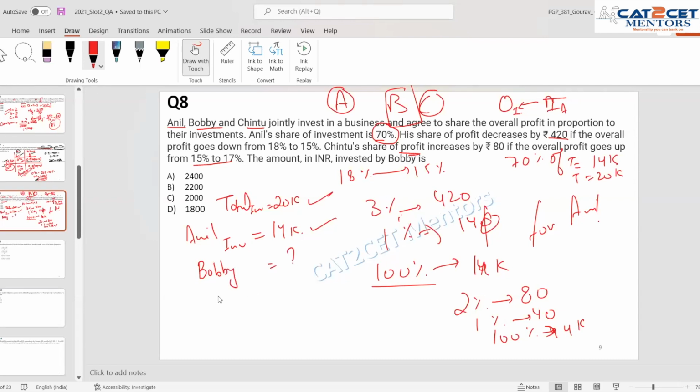If you are not reading the question right, then the answers will be wrong. So Chintu's amount came out to be 4,000. Now we know that Anil invested 14,000, Chintu invested 4,000, and our total investment was 20,000. So the amount invested by Bobby will be equal to 20,000 minus 14,000 plus 4,000, which is equal to 2,000. So the answer is option C, 2,000.